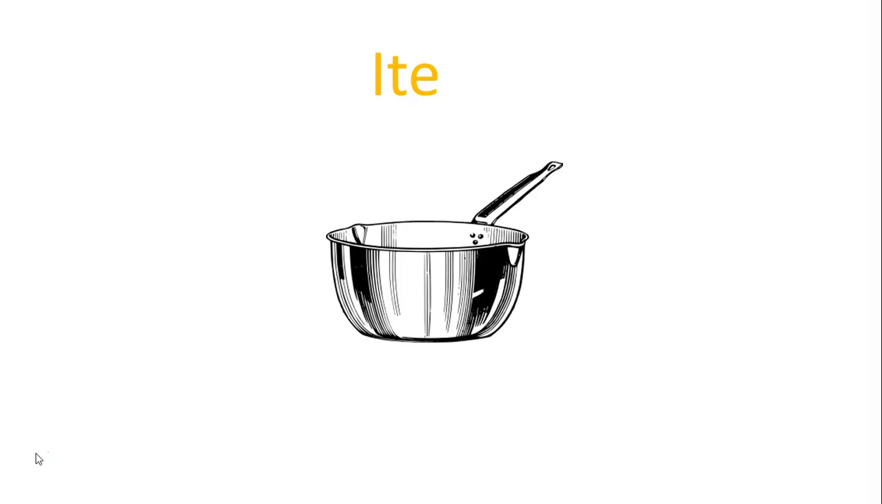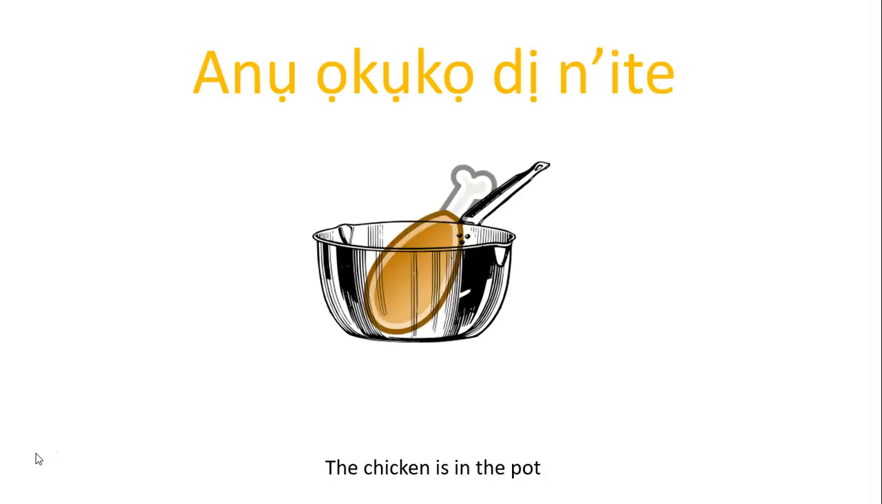Ite. Okay. Anụ ọkụkọ dị n'ite. Anụ ọkụkọ dị n'ite. So anụ ọkụkọ is chicken. Anụ means meat. Ọkụkọ is chicken. So anụ ọkụkọ just means the chicken meat, basically, okay?